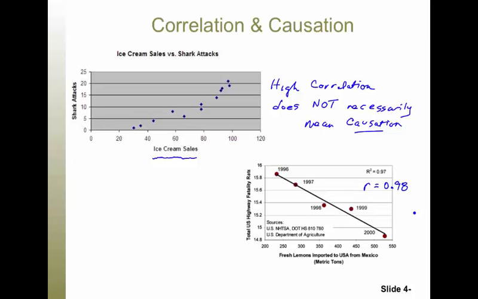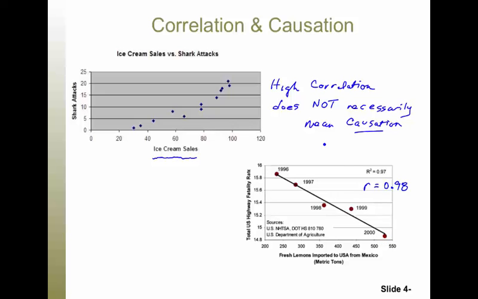Is bringing more lemons to the U.S. causing fatalities to go down? No. This was actually just coincidental. They just happened to see that over that time period, there was an increase in imports of lemons and a decrease in highway fatalities. So this is just a coincidental correlation, okay?